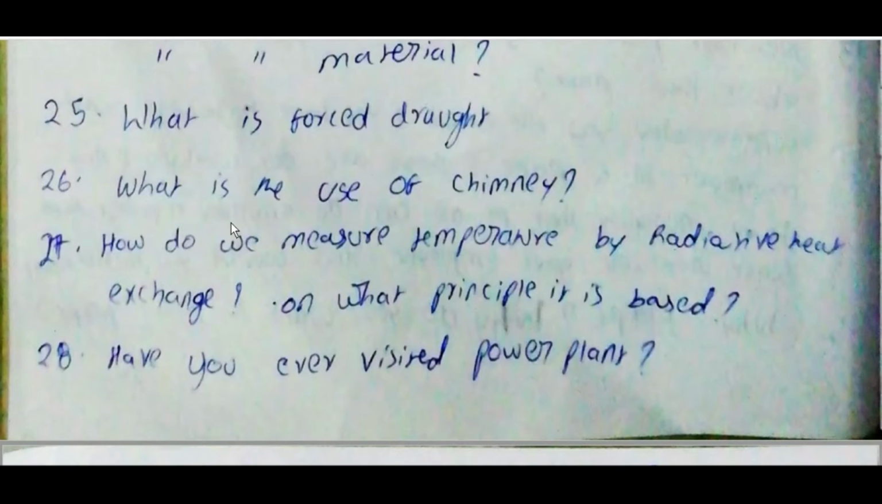Have you ever visited a power plant? The plant which I visited is the Madras Atomic Power Plant, MAPS, which is located in Kalpakkam, Tamil Nadu. Capacity of that plant is around 440 megawatt. It has two units of 220 megawatt each.